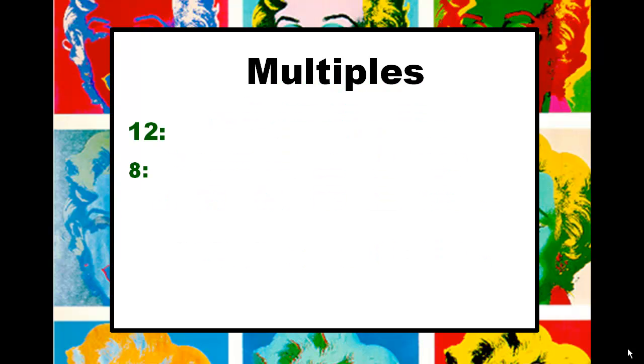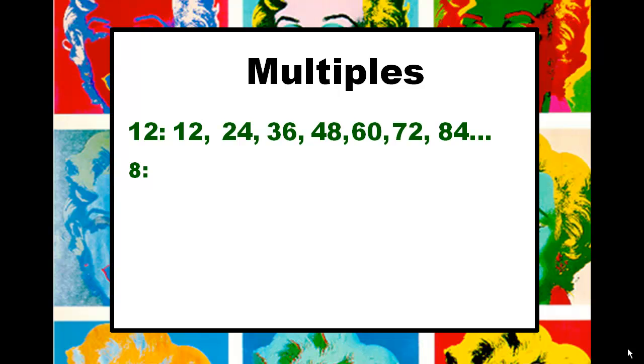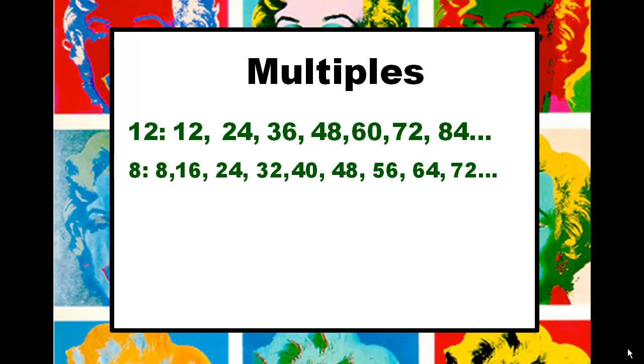For example, the multiples of 12: 24, 36, 48, 60, 72, 84, dot, dot, dot. We could do this on into infinity. The multiples of 8, and you'll notice these are the 8 times tables. And again, it could go on forever.